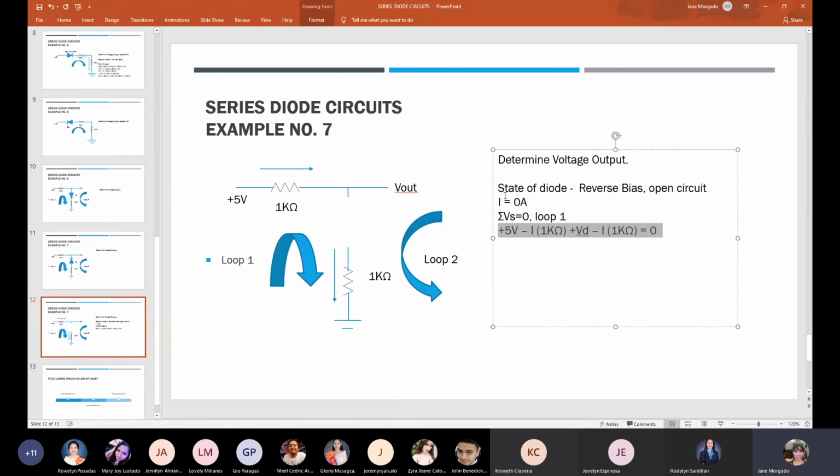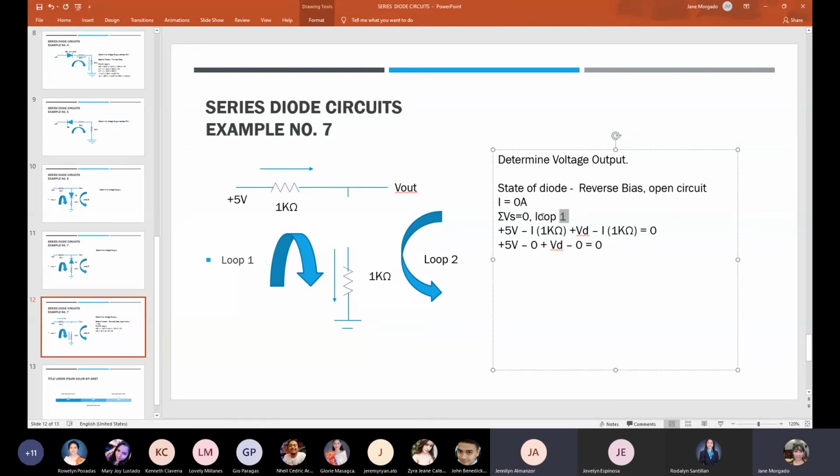Ayan. So we have now, ito na yung equation natin. But then, since the diode is in reverse bias, so the current is zero. So, ibig sabihin, lahat ng current dito magiging zero. So, again, positive 5. I times R, ano na siya? Zero. Plus VD. So, IR ulit, zero. It's equal to zero. Basta ganyan muna tayo. VD, voltage across diode.